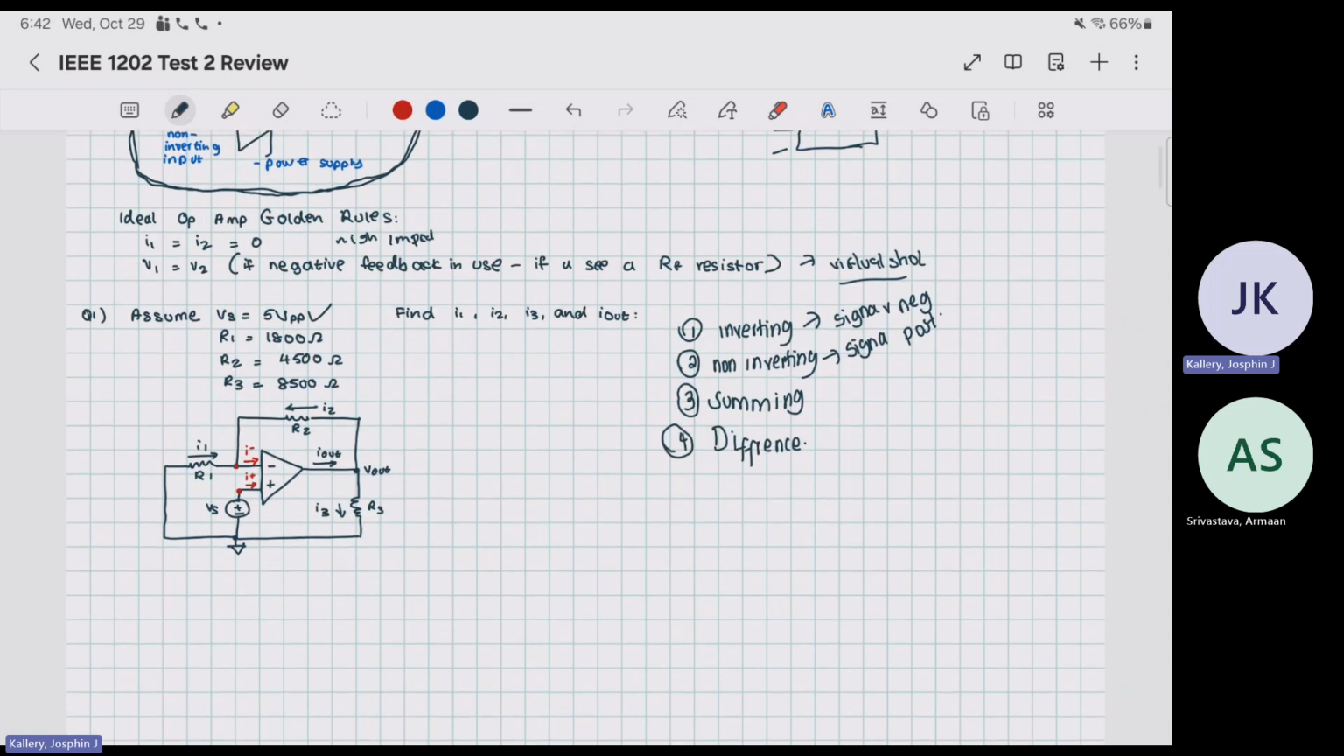But this one right now, as we look at it, we see it's a non-inverting amplifier, because the signal input is at the non-inverting terminal.